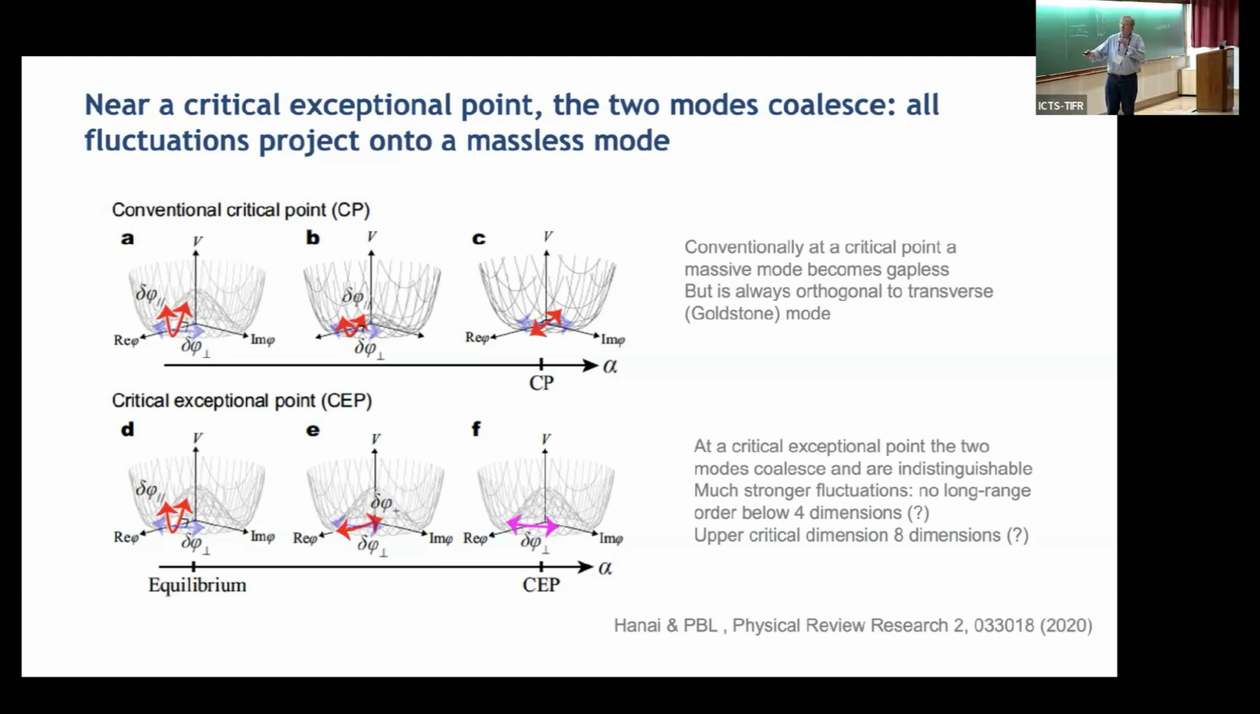At a critical exceptional point, I may have a potential that looks more or less the same, but actually as I go towards the exceptional point, the modes, in fact, become parallel. They become identical. So rather than having a single Goldstone mode here, you actually have two. And that makes the fluctuations in principle a lot larger because there's a larger space of fluctuations.